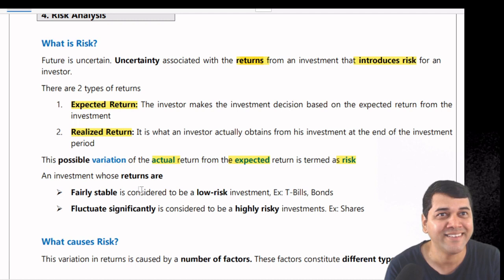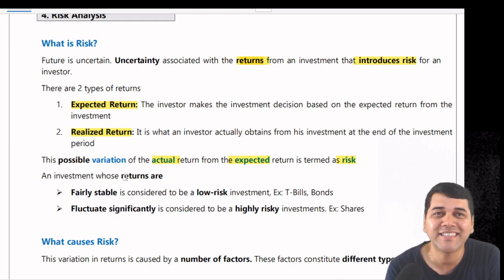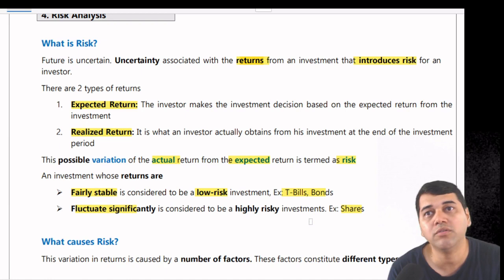That's it. Don't expect. And investors' returns are fairly stable, considered to be a low-risk investment, like treasury bills and bonds. Why? Because you can expect with treasury bonds. What they give is what you expect. They can't say that they will not give you interest. Shares fluctuate significantly. No expectation. You can't expect; what you expect may not come.